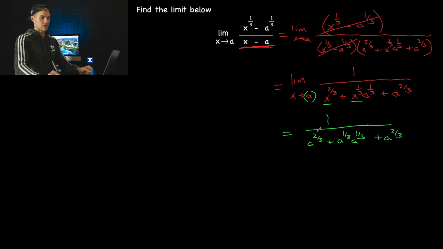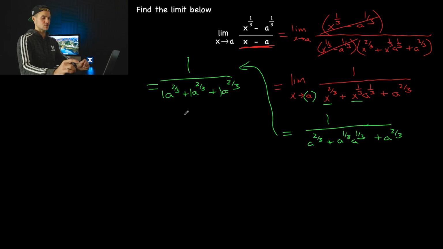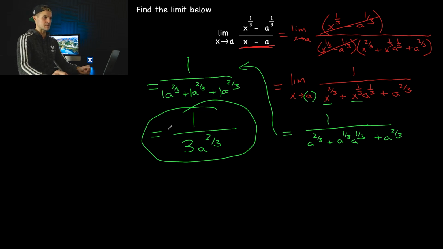Now these two expressions here are multiplying with the same base, so we can add the exponents. So we'd end up with 1 over a to the power 2/3 plus a to the power 2/3 plus a to the power 2/3. Notice that these are like terms, so we can just add those coefficients in front, which are just 1s. So 1 over 3a to the power of 2/3. That ends up being the final answer for this limit.